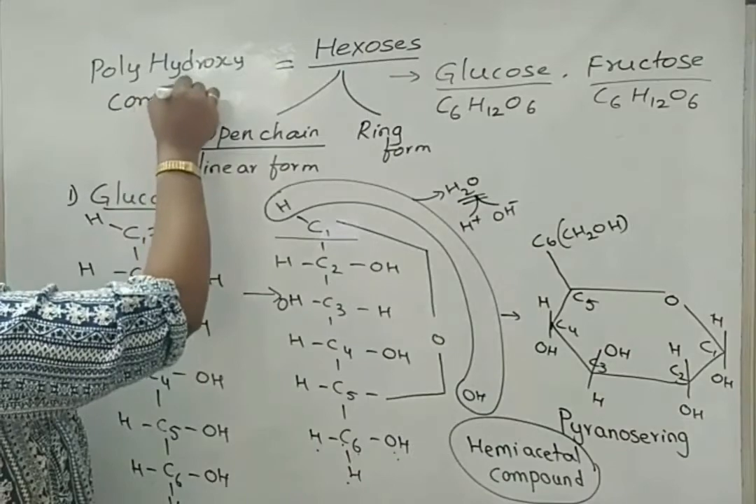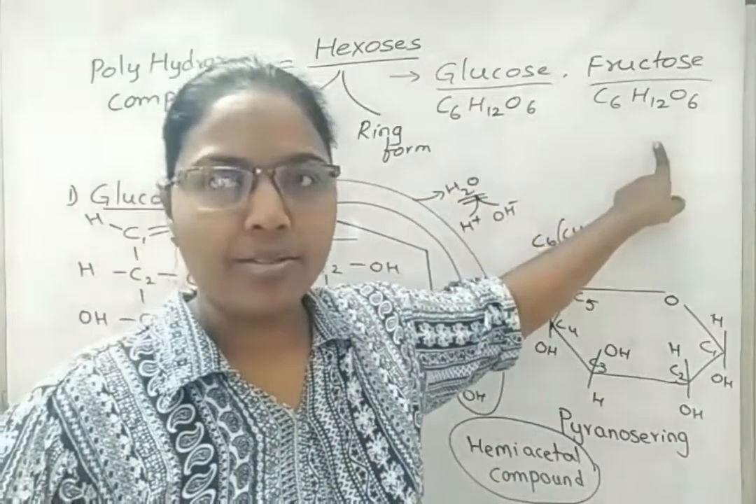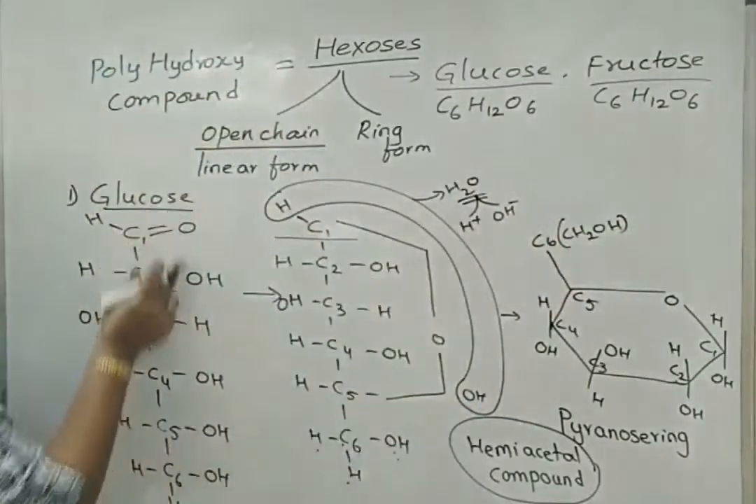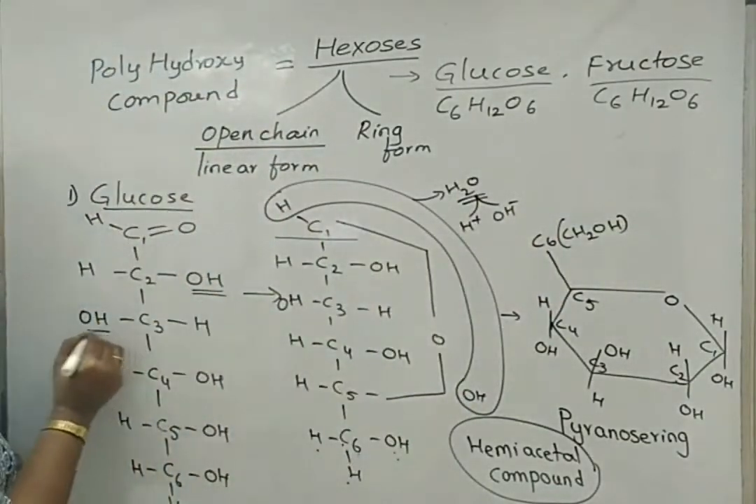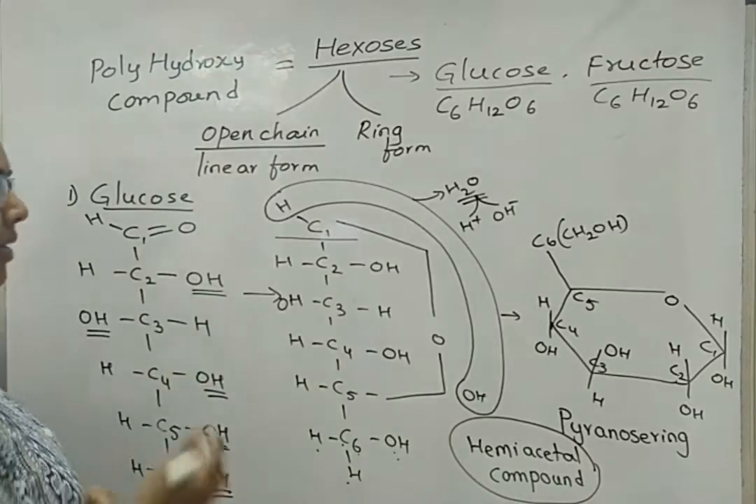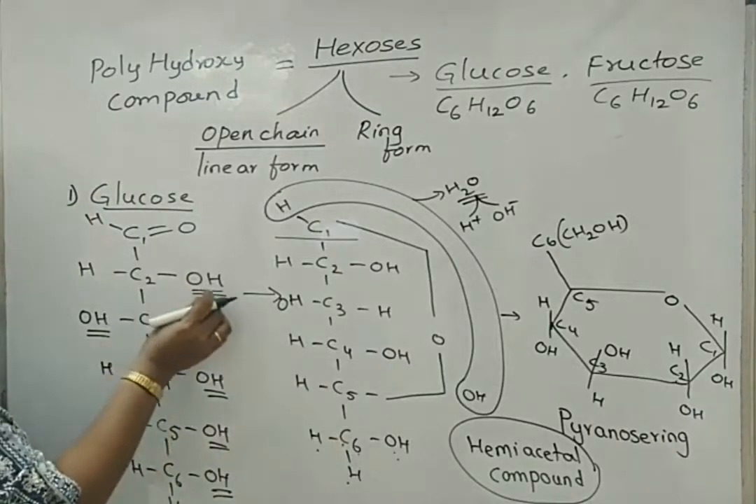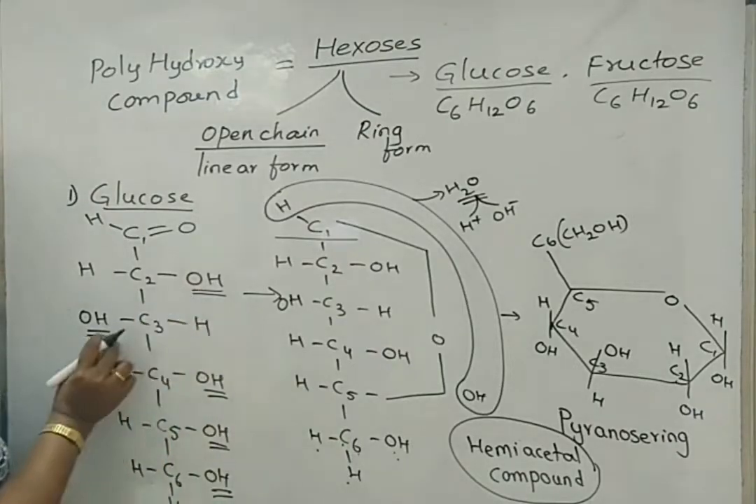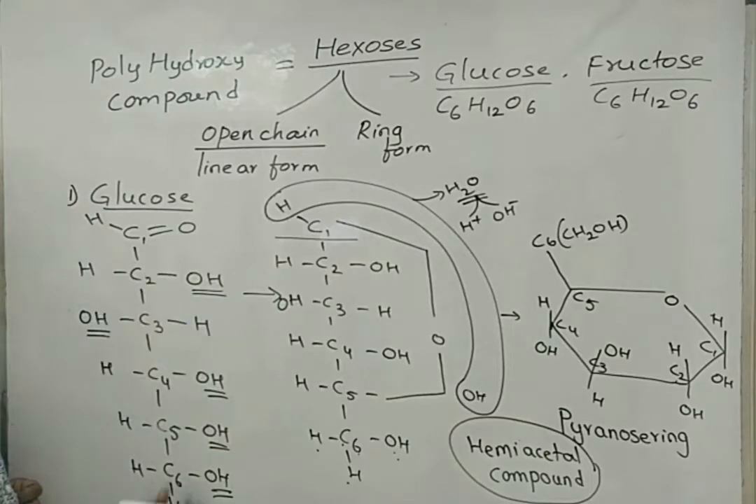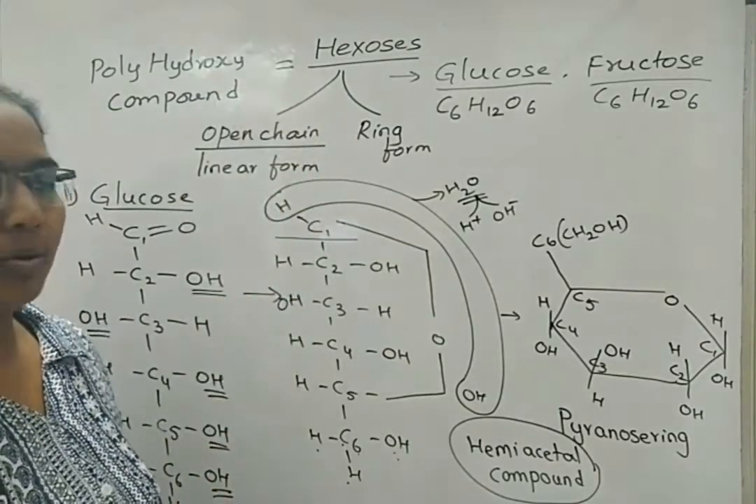This polyhydroxy compound is applicable for both glucose and fructose because the compounds have more number of OH groups. Even fructose will have more number of OH groups. When I draw the structure, I will show you. So, because of the existence of more OH groups within the compound, hexoses are commonly called polyhydroxy compounds.